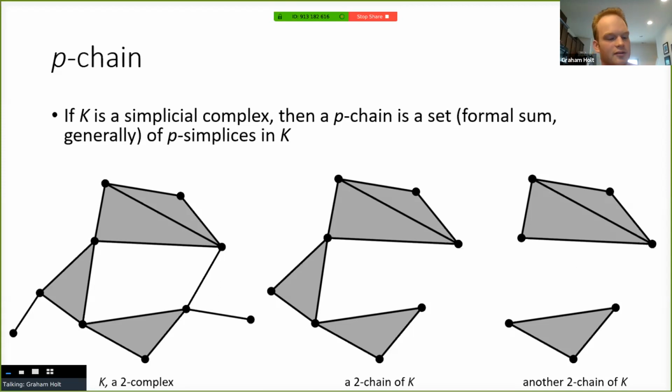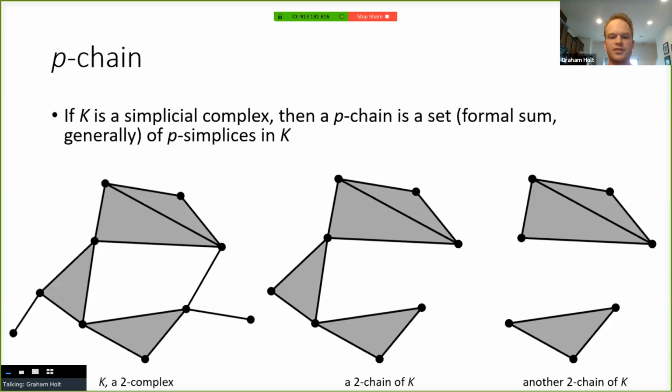So on the left, we have this example simplicial complex, which we'll call K. This is going to be a 2 complex because the biggest simplex in that complex is of dimension 2. And then in the center, we have one of the 2 chains of K, and that's made up of only the 2 simplices in K. And then on the far right, we have yet another 2 chain of K. So there are multiple different 2 chains of K. The point is that it only contains 2 simplexes, 2 being the dimension of the simplex.